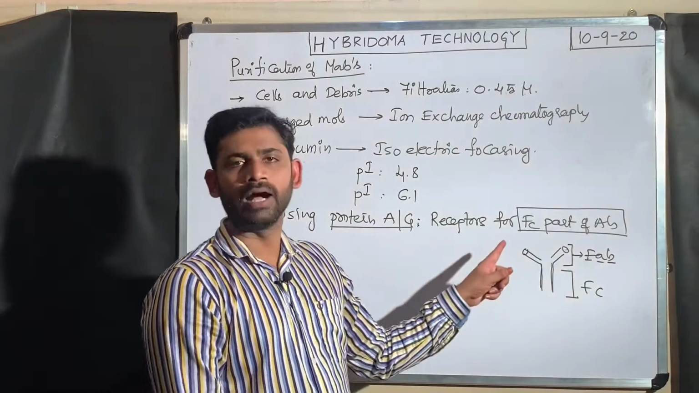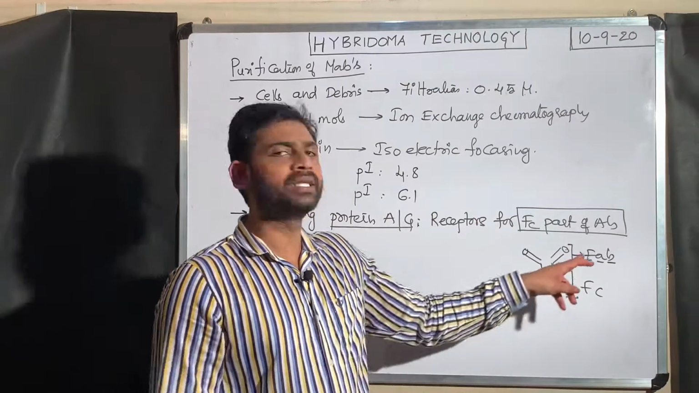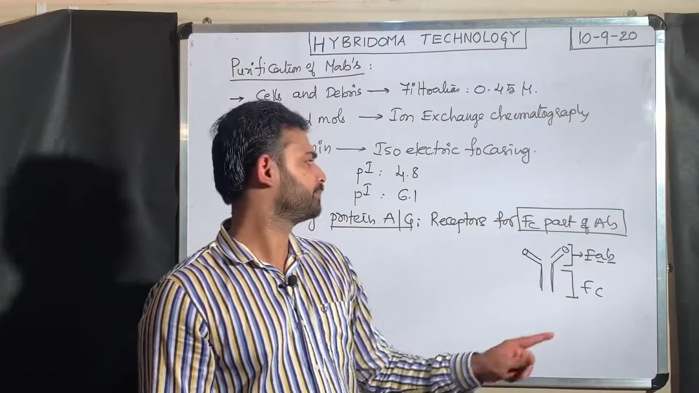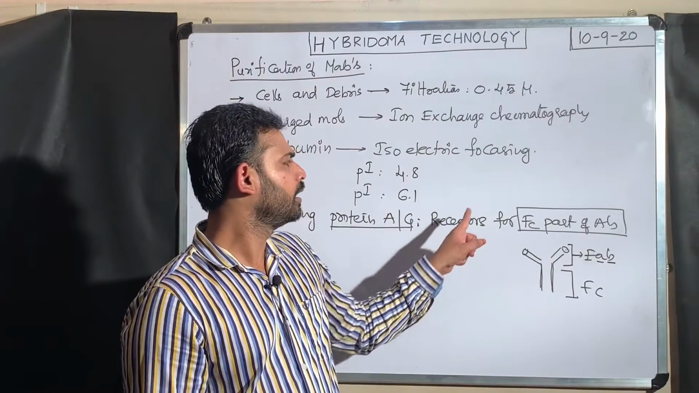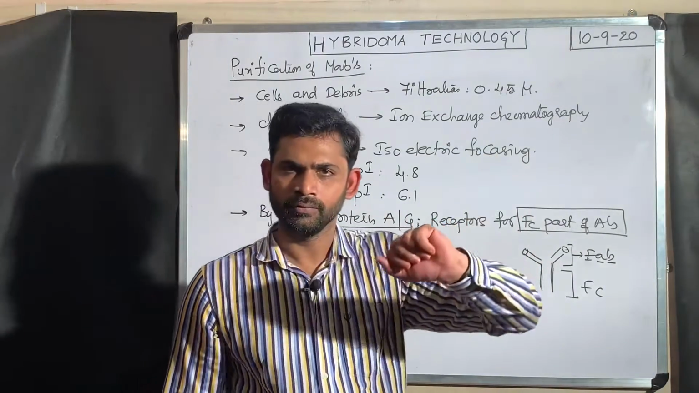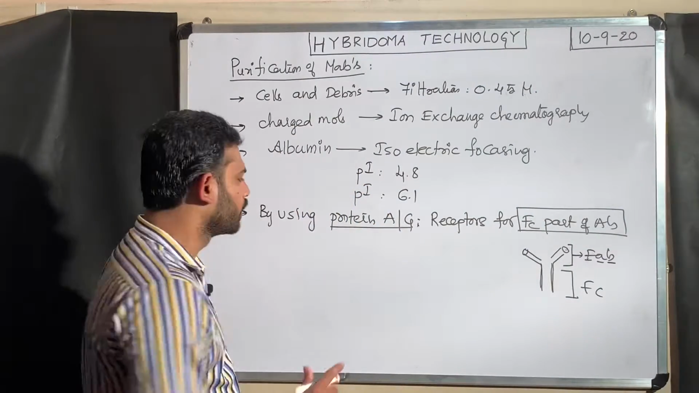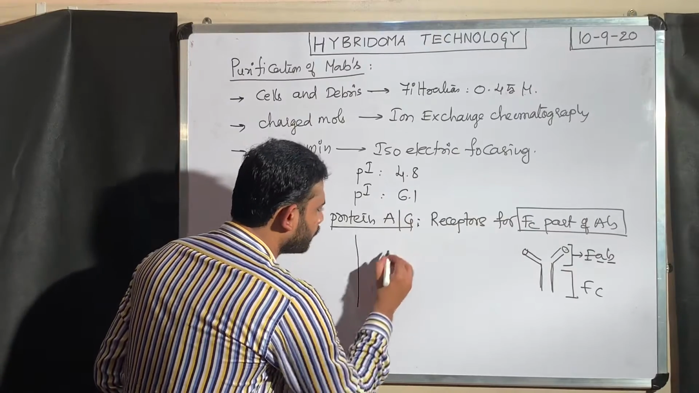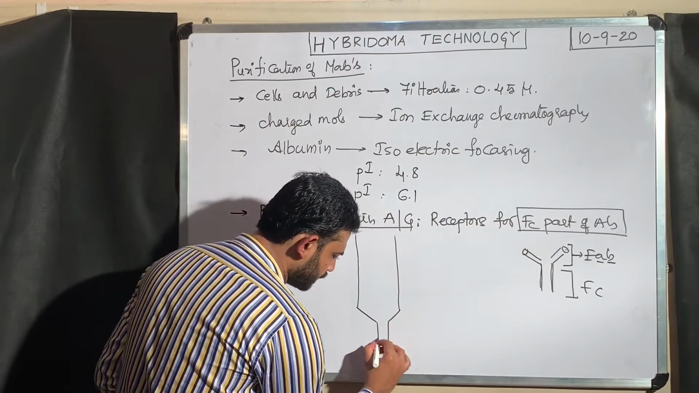Functionally, the antibody structure consists of two parts. One is the Fab, the other is the Fc. This protein A or G has the receptor for the Fc portion of the antibody. What I mean is, for example, you prepare a column. If you prepare a column, this is for your understanding.